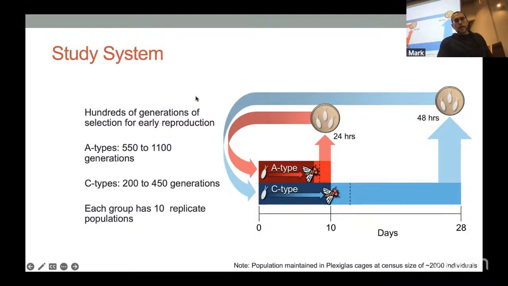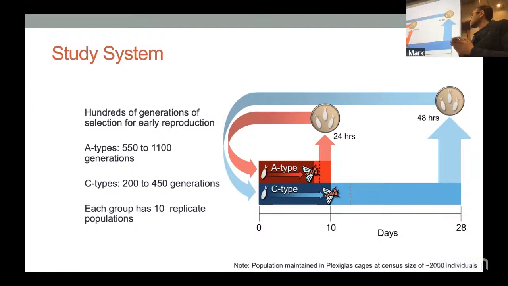So here we have 2 sets of populations, 10 replicates each. So we have our A-type population. This is where we've had this intense selection for early reproduction. And then their controls are on a much more relaxed selection, where eggs are only collected on day 28 for the next generation.